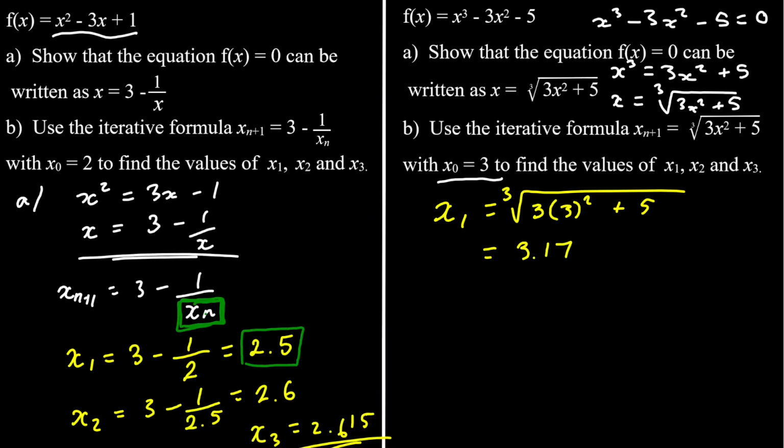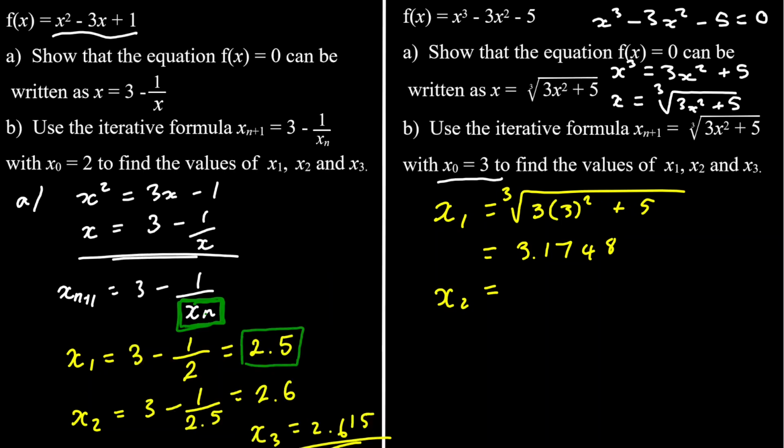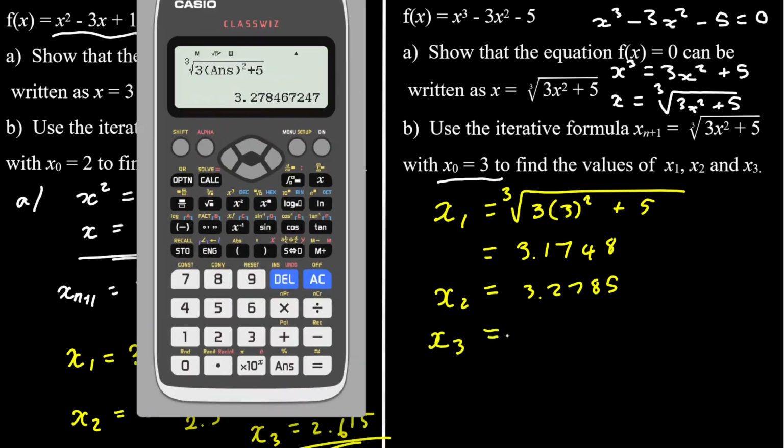So 3.1748, I'll give 4 decimal places. x2, so we put 3.1748 in there. So that's going to be the answer button. Press equals again. 3.2785. And x3, so we're substituting in to our iteration formula 3.2785. So press equals again.